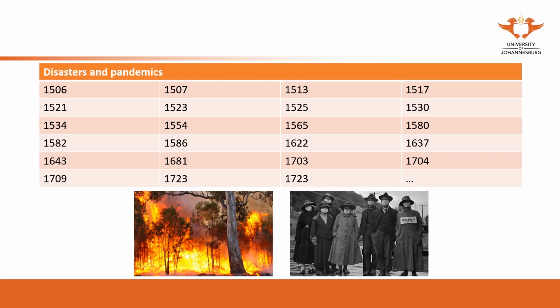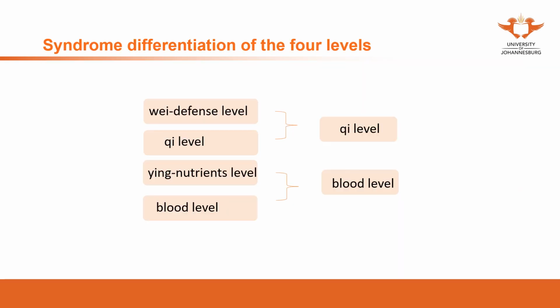After the study, you will also realize that although these differentiation methods have different names, they also link to the previous ones. Like the six meridian differentiation, the four levels are the wei defensive level, qi level, ying level, and blood level. These four levels actually refer to two levels, which are the qi level and the blood level.